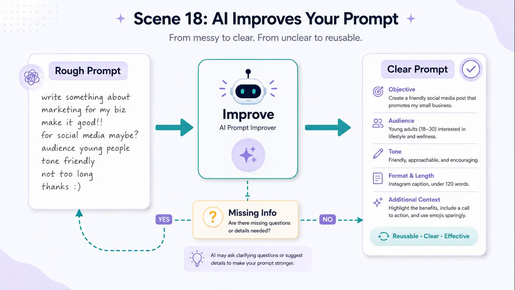Now let's look at template 6, rewrite and improve prompt. Use this when your own prompt feels messy. Improve the prompt below. Make it clear, specific, and structured. Ask me questions if important information is missing. Keep the final prompt reusable. Then paste your rough prompt. This is a powerful beginner trick. You can use AI to improve your prompt before asking the final question.